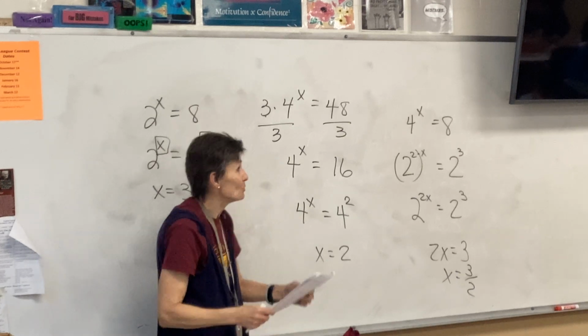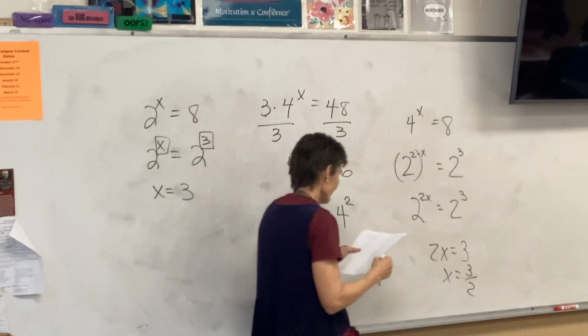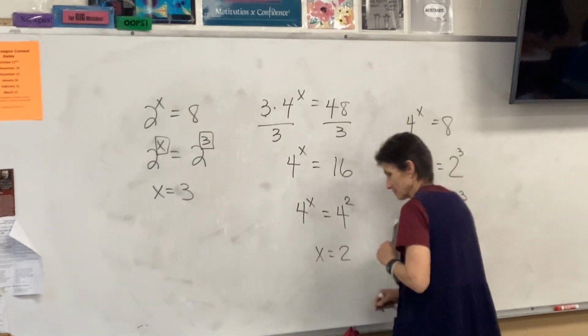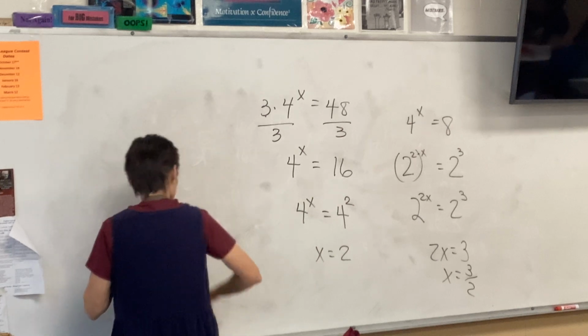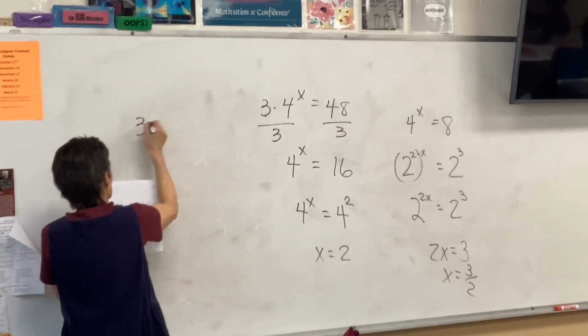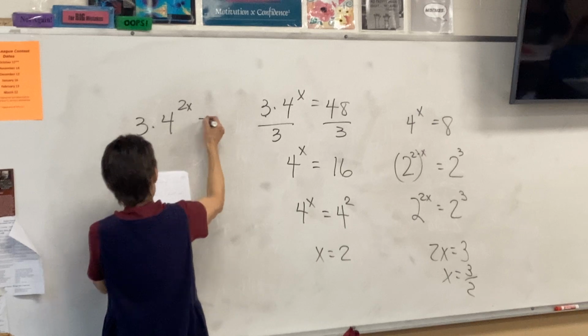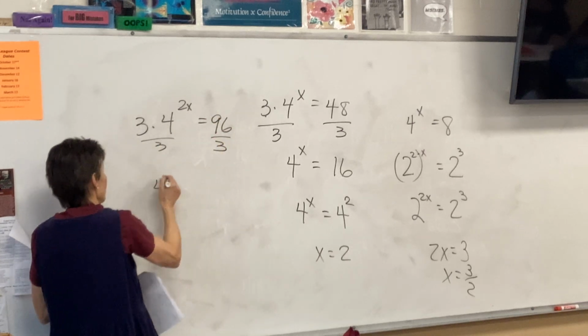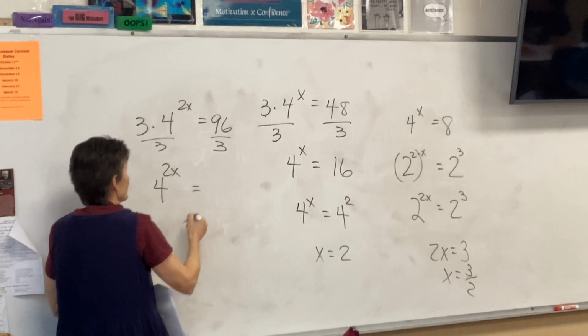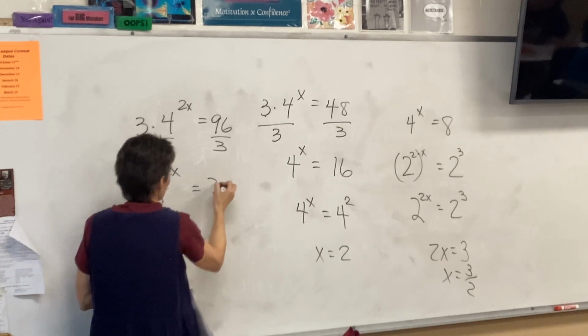All right, let's do one more. Let's do D. D's another kind of tricky one. What's gonna be the first thing you're gonna wanna do? Divide by 3. So we're gonna divide both sides by 3. So 4 to the 2x equals 32.